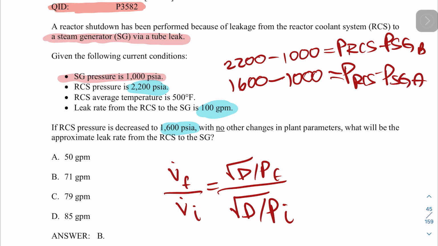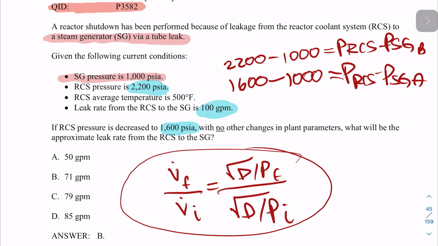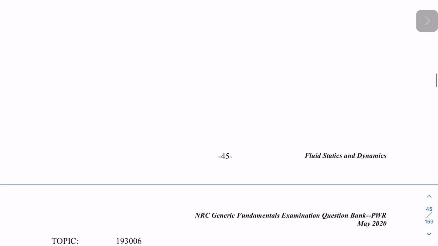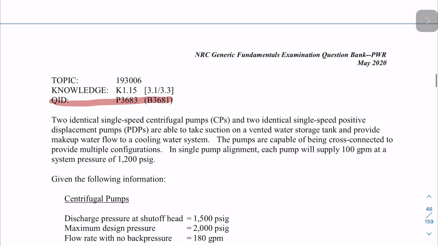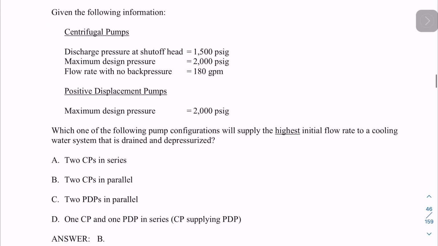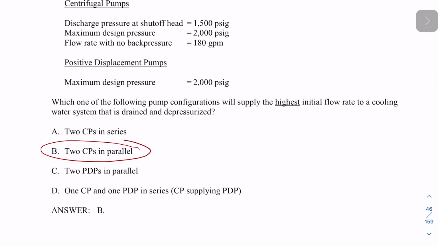And well, then you can just go ahead and solve this one using this formula. That one is gonna be as simple as that. Then the next one is similar to the other ones that we have seen. The answer on this one is 2 CPs in parallel. It's asking about the flow rate.